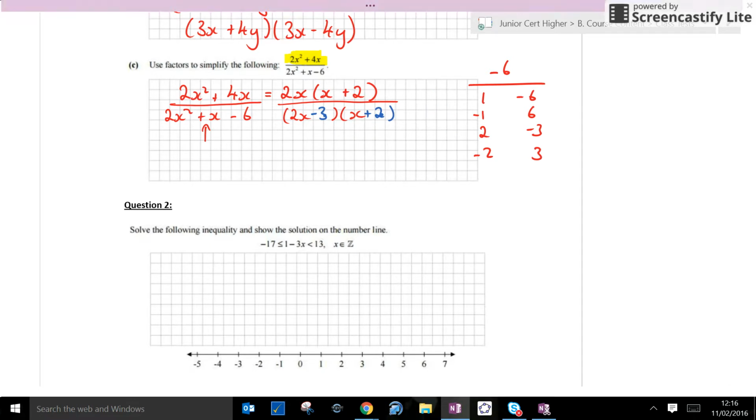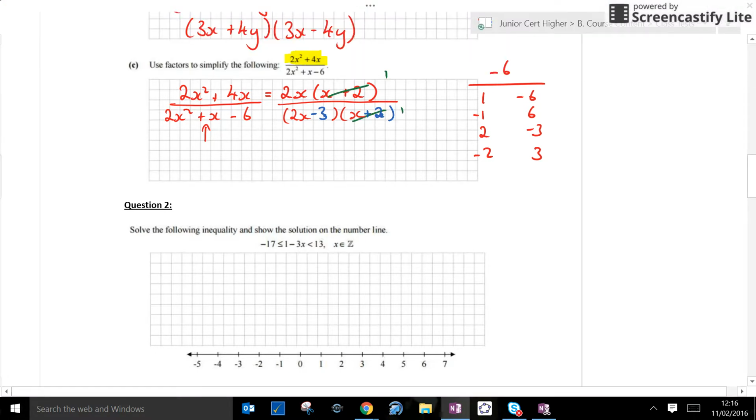Now let's see if we have any common factors from the numerator and the denominator. Well, we have x plus 2 here and x plus 2 here. So that gives us 2x over 2x subtract 3. And we can't go any further. There's nothing else to factorize.